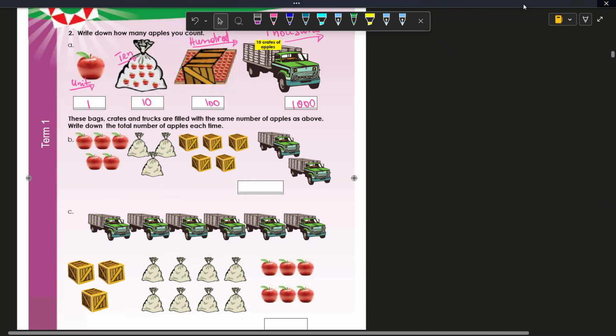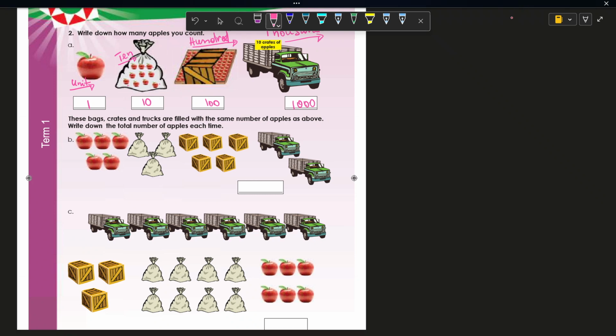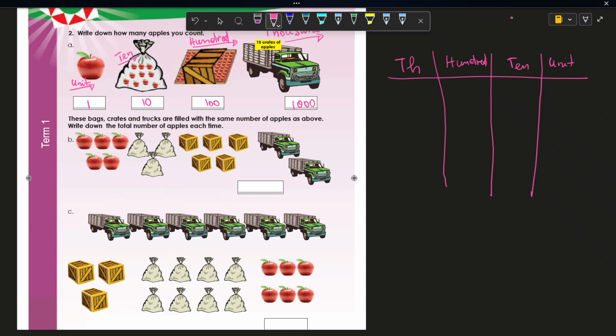So I'm going to go again on my right side. I'm going to draw a table. I'm going to start with the unit. And then I will have a 10. I'll draw the line. Then I'm going to have 100. And then I'll draw the line again, and I'm going to have 1,000. Let me just write TH for 1,000. Great. Let's draw this horizontal line.